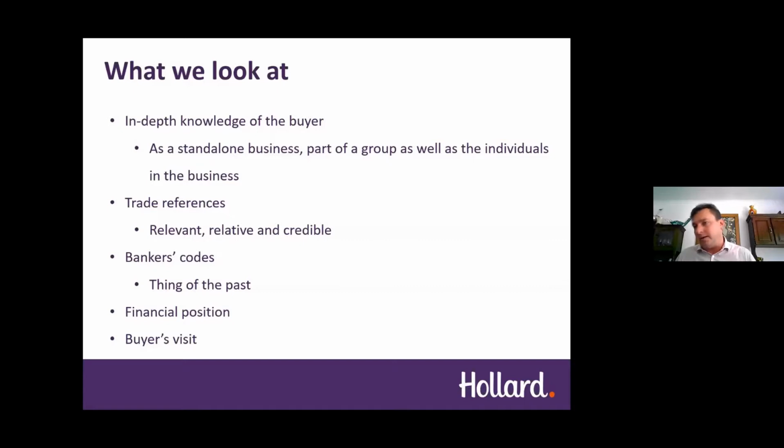You need to know, how does the money flow uphill? How do the directors or the members of the business remove value? What is their dividend structure, loan structures, things like that. So that's quite important when you look at it. So the business as a standalone, the group, what is the impact on the group, and obviously the individuals of the business. Those are things that we look at from a trade reference perspective.